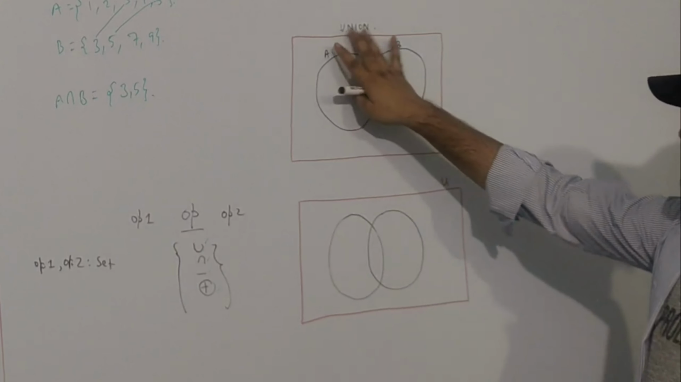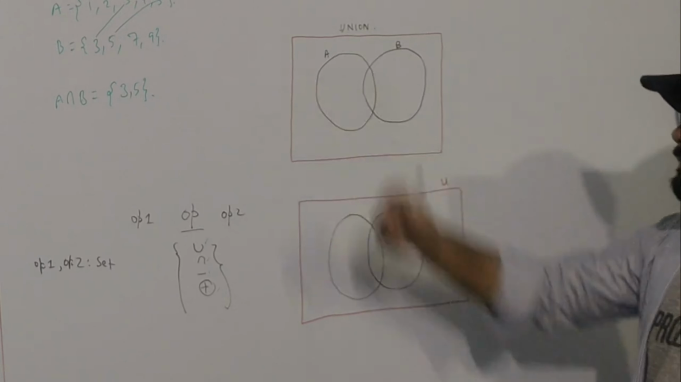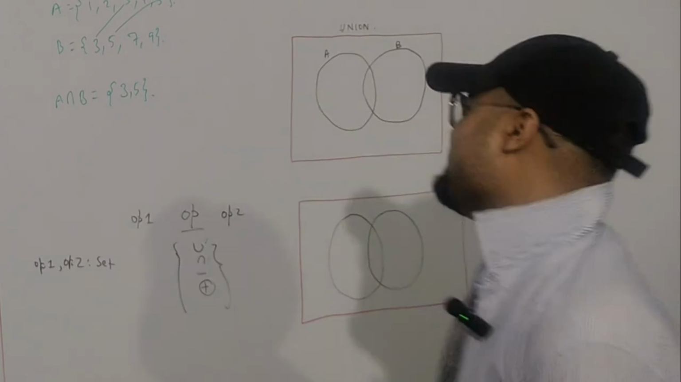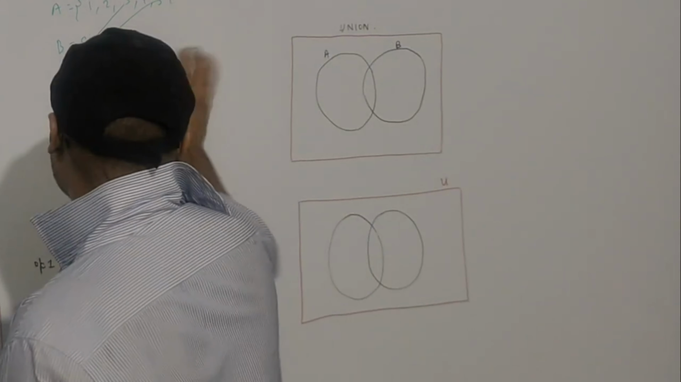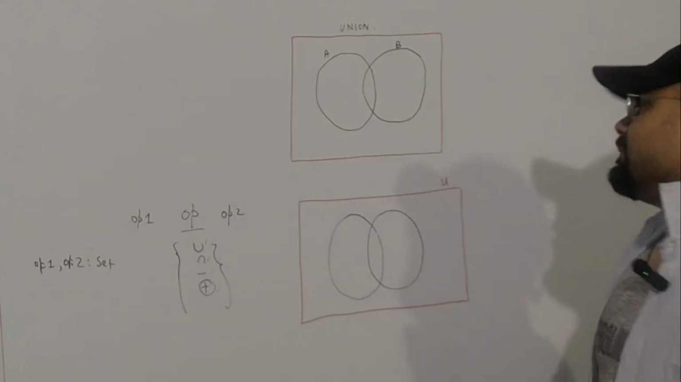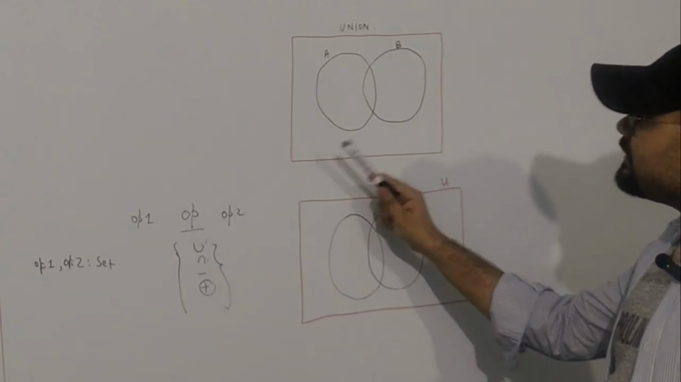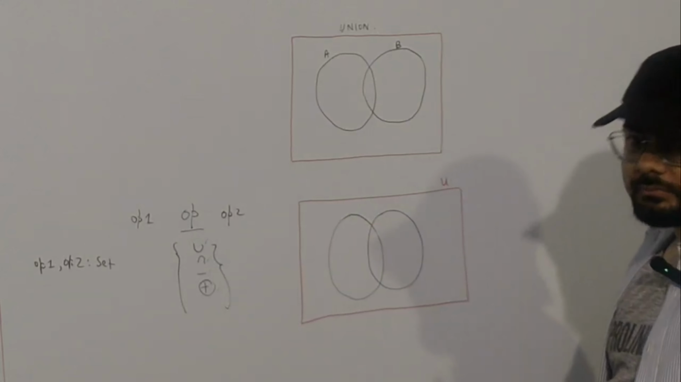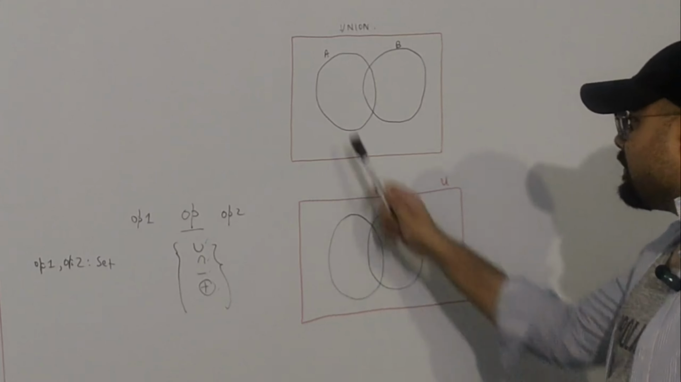The union operation is the second operation that we will study. The union operation will return the elements from which region? Everything.